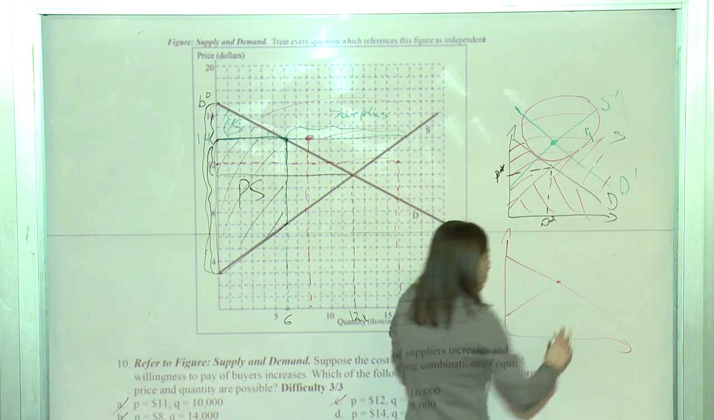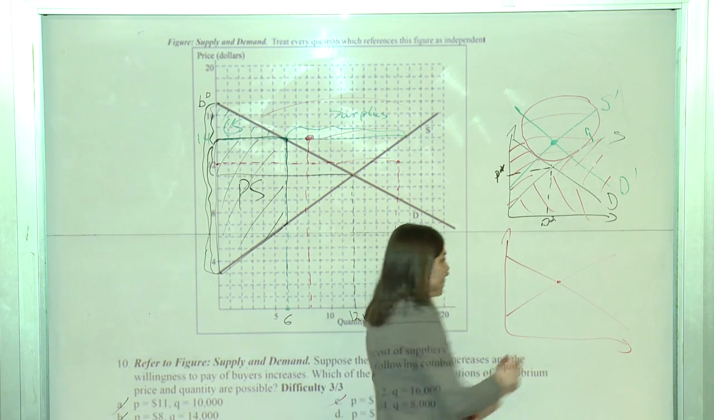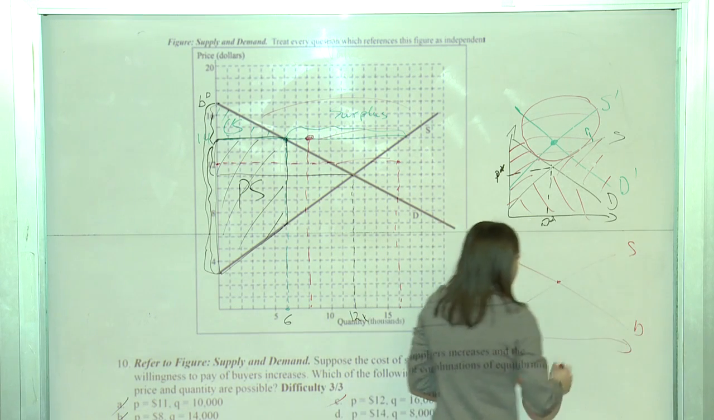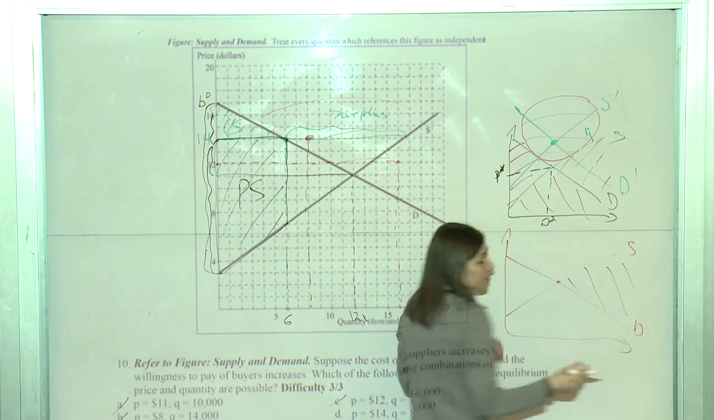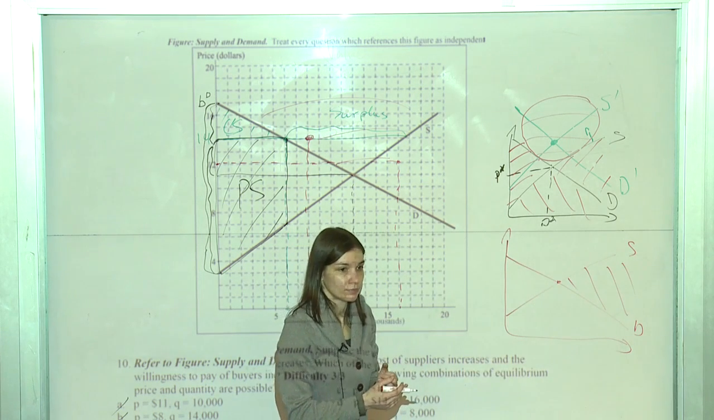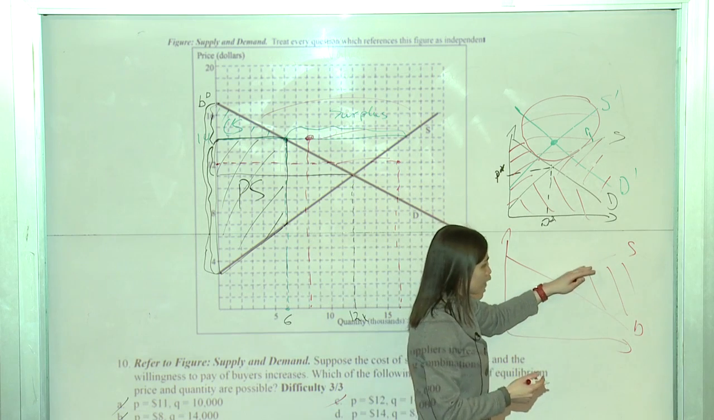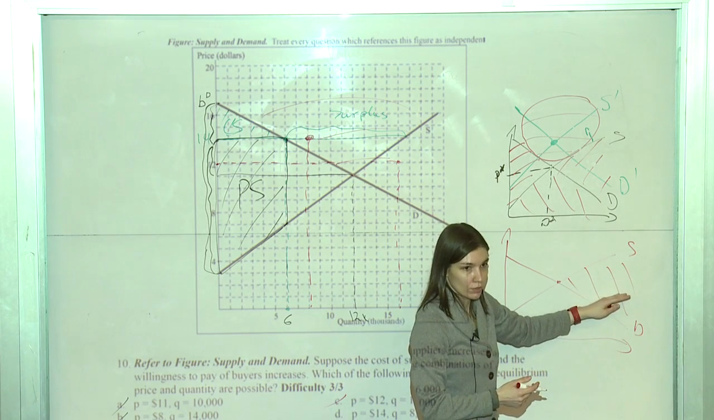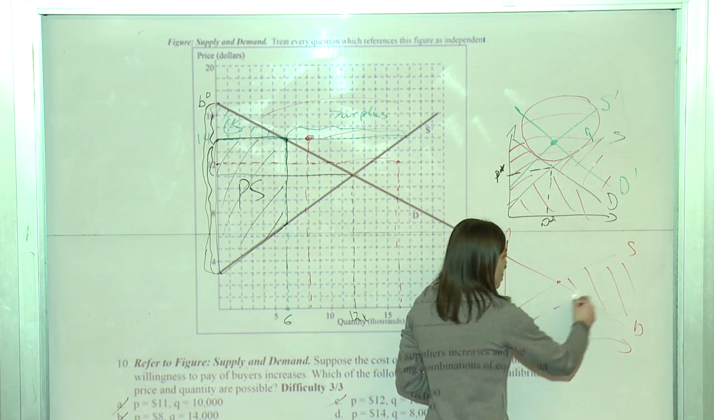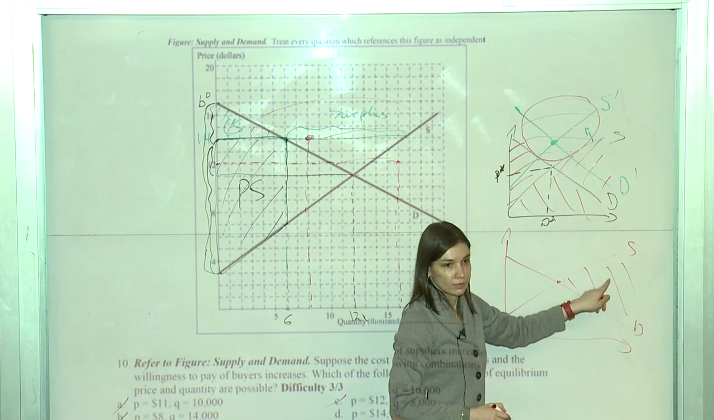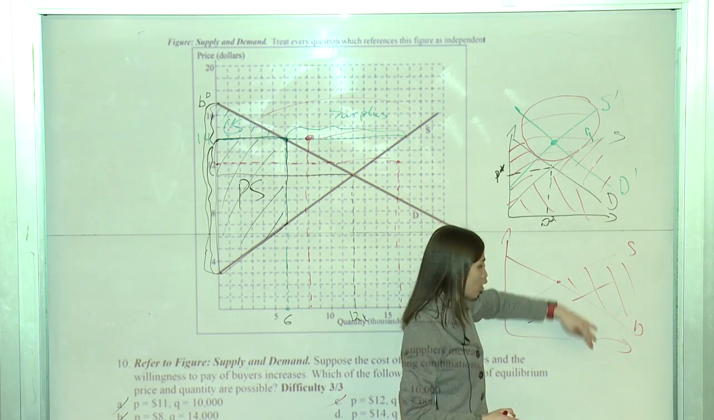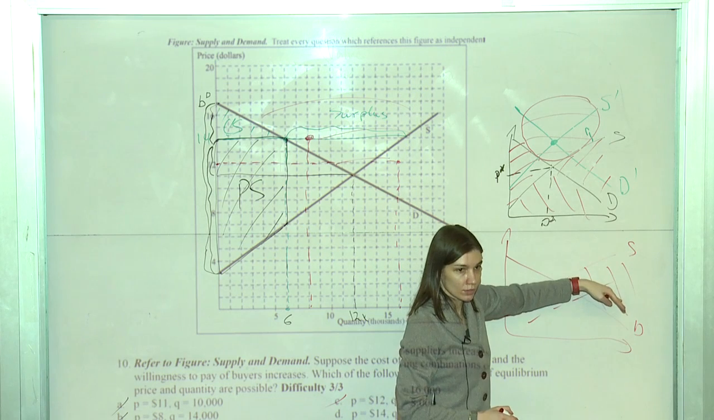Original supply and demand, right? To end up here as an intersection between the two, the supply curve needs to move to the right. So it's somewhere in here. The demand curve also needs to move to the right.